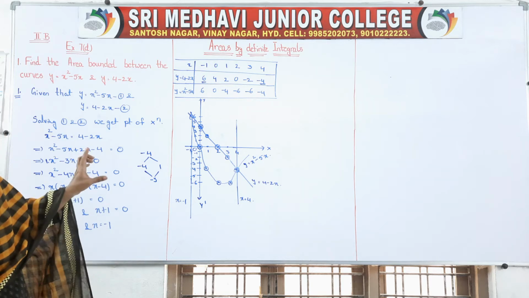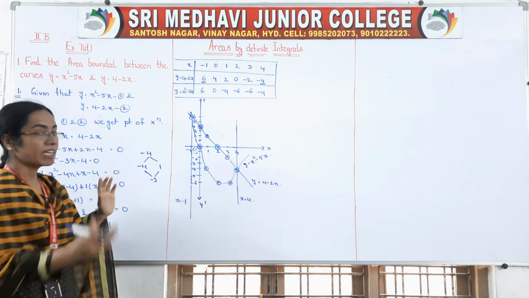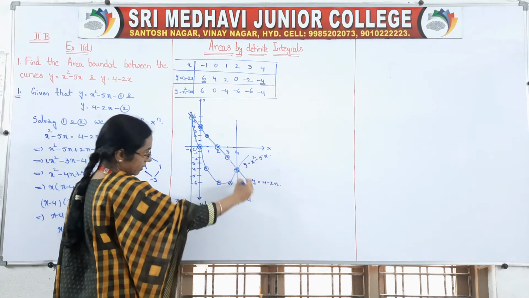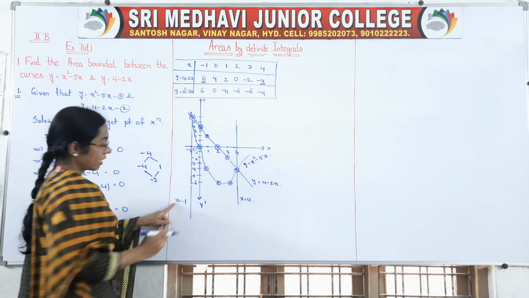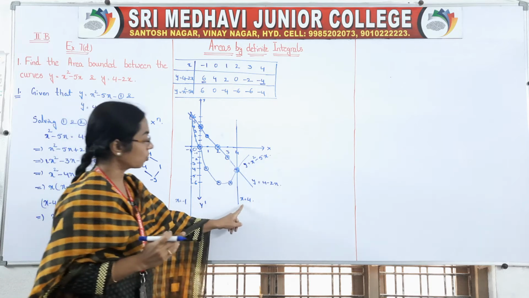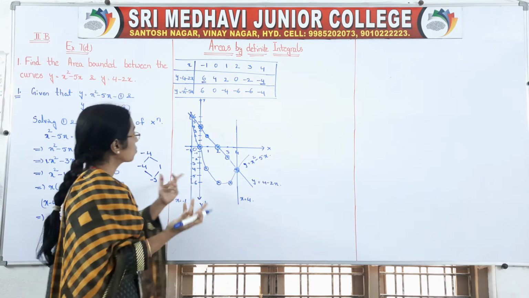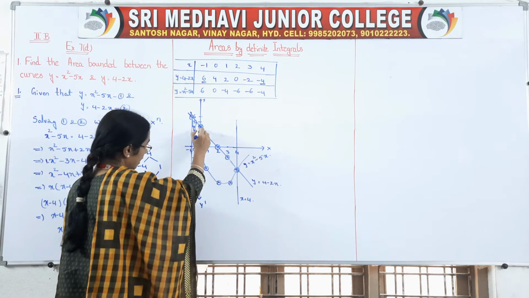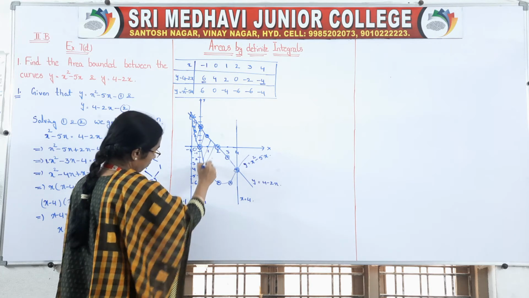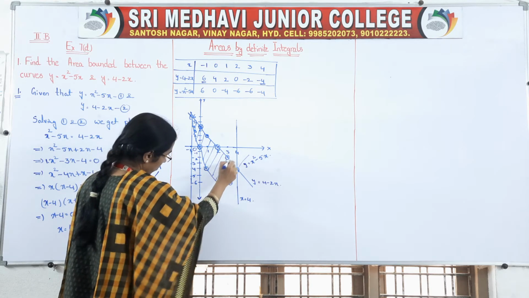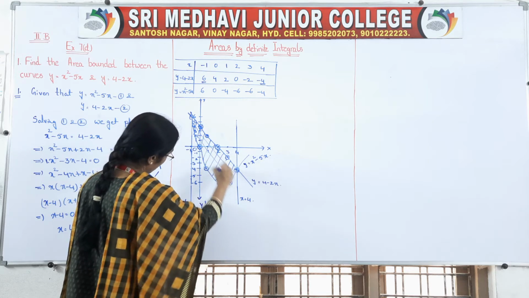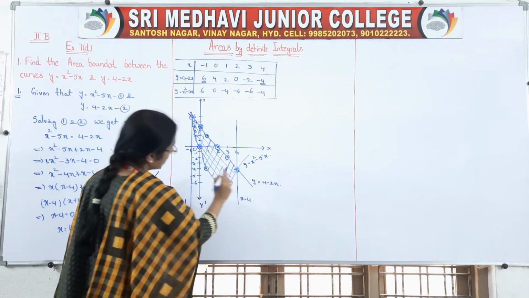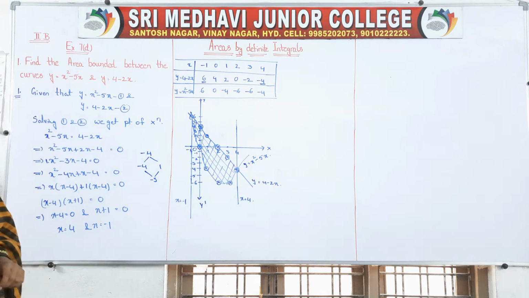So this area we have to find, the area covered by this line, the area covered by this curve, and x is equal to minus 1 to x is equal to 4. So which area? This area we have to find. So you have to shade that area which we have to find now. So this area you have to find.